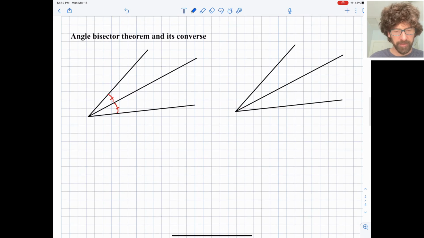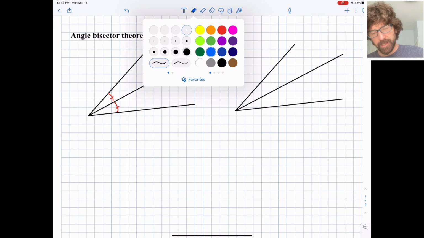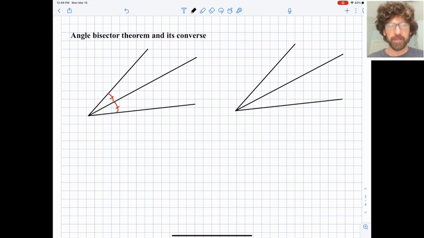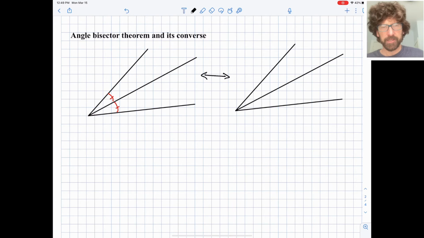Let's switch to thinking about the angle bisector theorem. As you can see in the title here, the converse will also be true, so this will be another double arrow conditional statement. But let's start off with just the given on the left, that we know we have an angle bisector. That's what we're given.